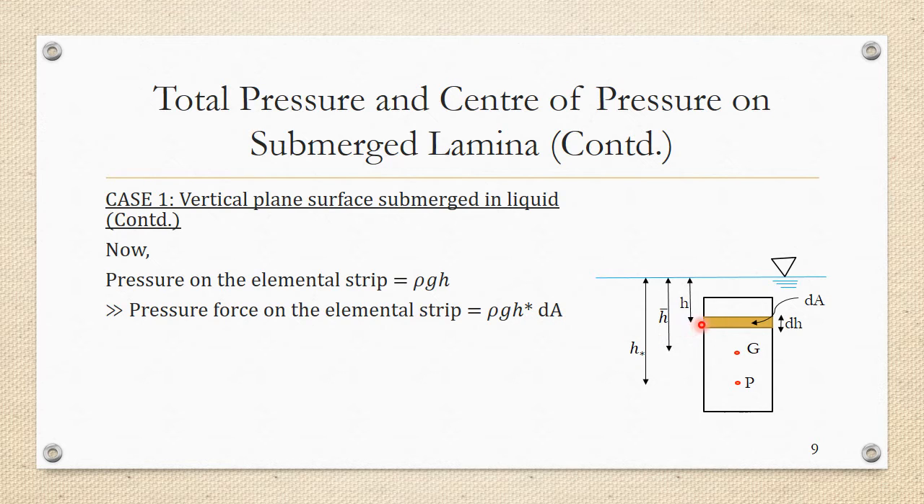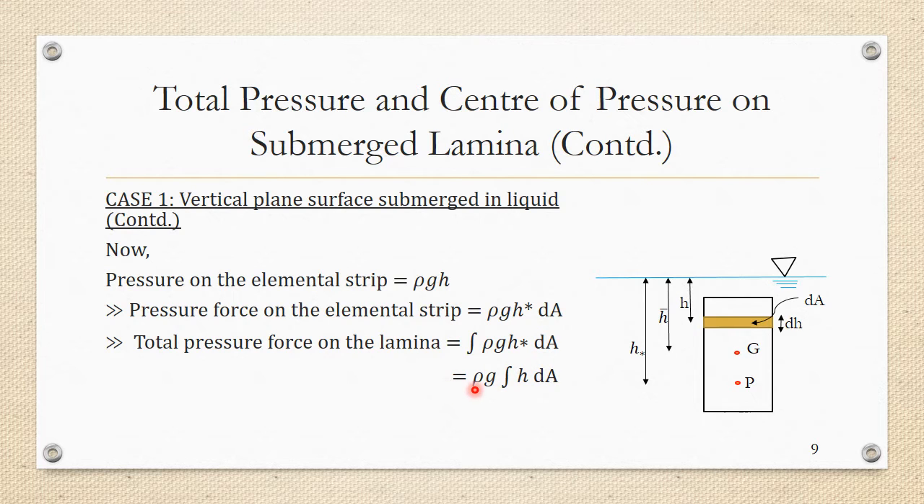This is the pressure force acting on the single elemental strip alone. If we want to find out the total pressure force acting on the whole area, we should integrate this quantity. And so the total pressure force on the lamina is given by integral rho gh into dA. Now, rho and g are constants, can be taken outside. So it becomes rho g into integral h dA.